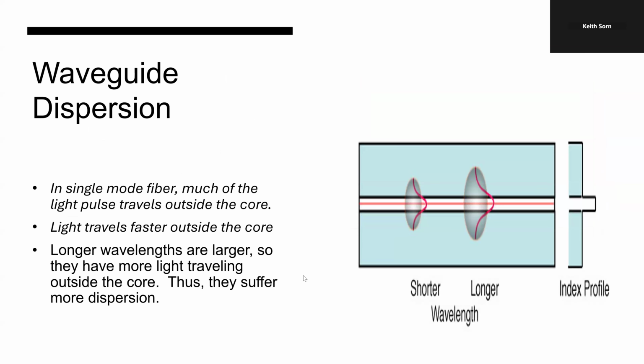All right, waveguide dispersion basically says that the longer wavelength is bigger. Well, of course. And so more of it travels in the cladding as opposed to the core of the fiber. Thus, it suffers more dispersion.